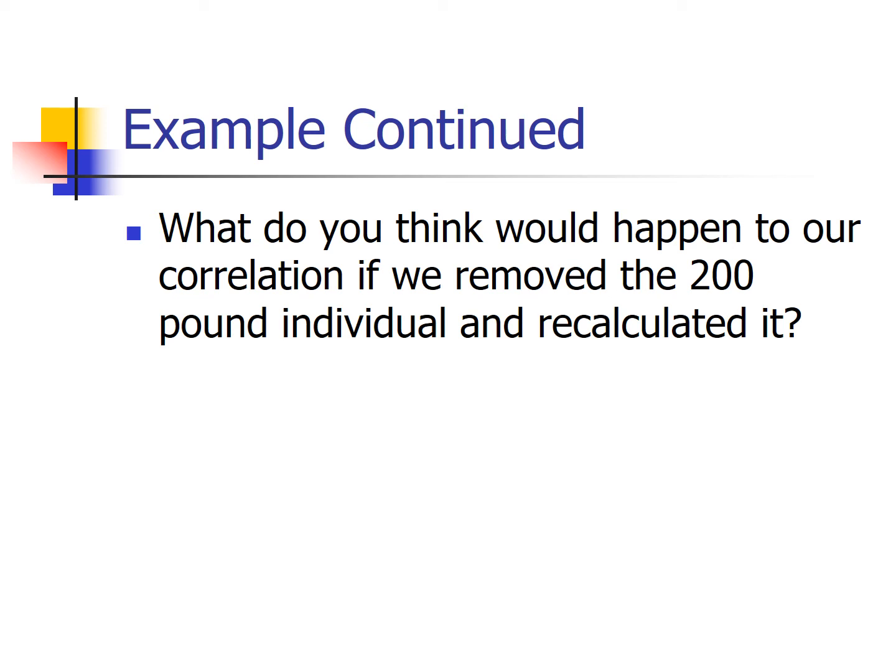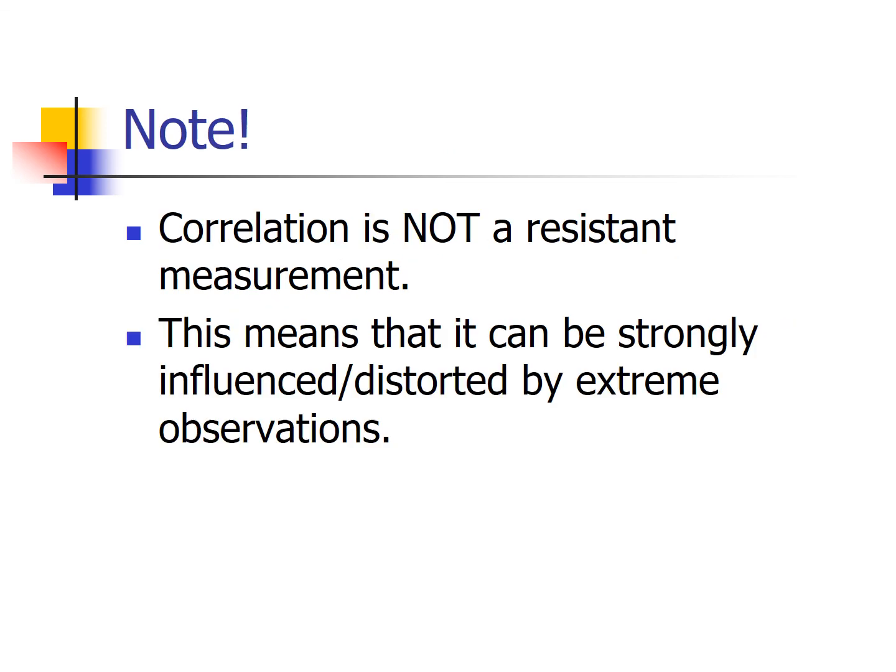I always keep meaning to recalculate to see what it would go up to, but I wouldn't be surprised if it went from like 0.8 to 0.9. That is, if it made a pretty big jump in terms of its strength. Which leads us to this observation, that correlation is not a resistant measurement. That means it can be strongly influenced or distorted by extreme observations. Just a single 200-pound individual, even though they're only 1 out of 10 people in the sample, can exercise an undue influence on the actual correlation. Removing one person can drastically change it from, say, 0.8 to something like 0.9 or 0.95.